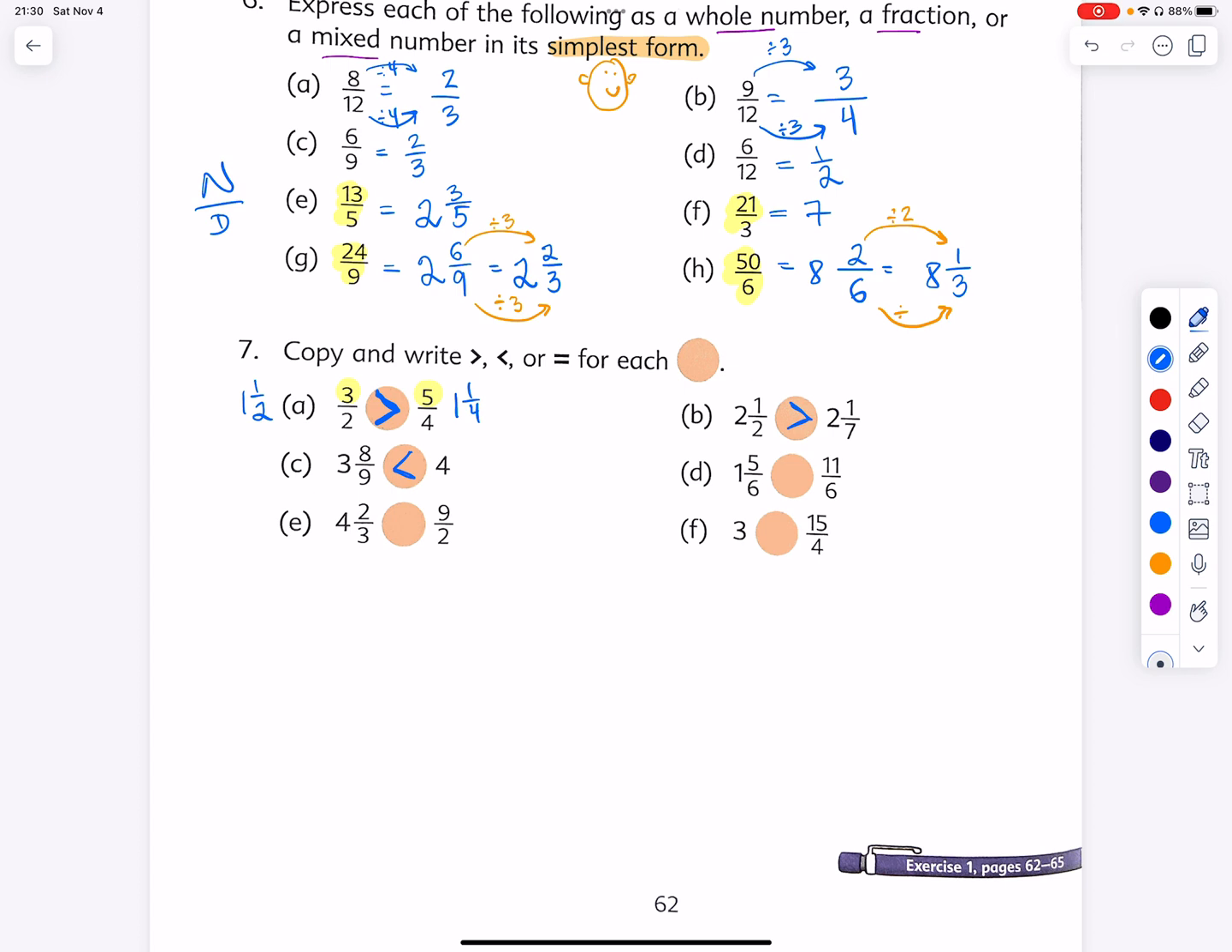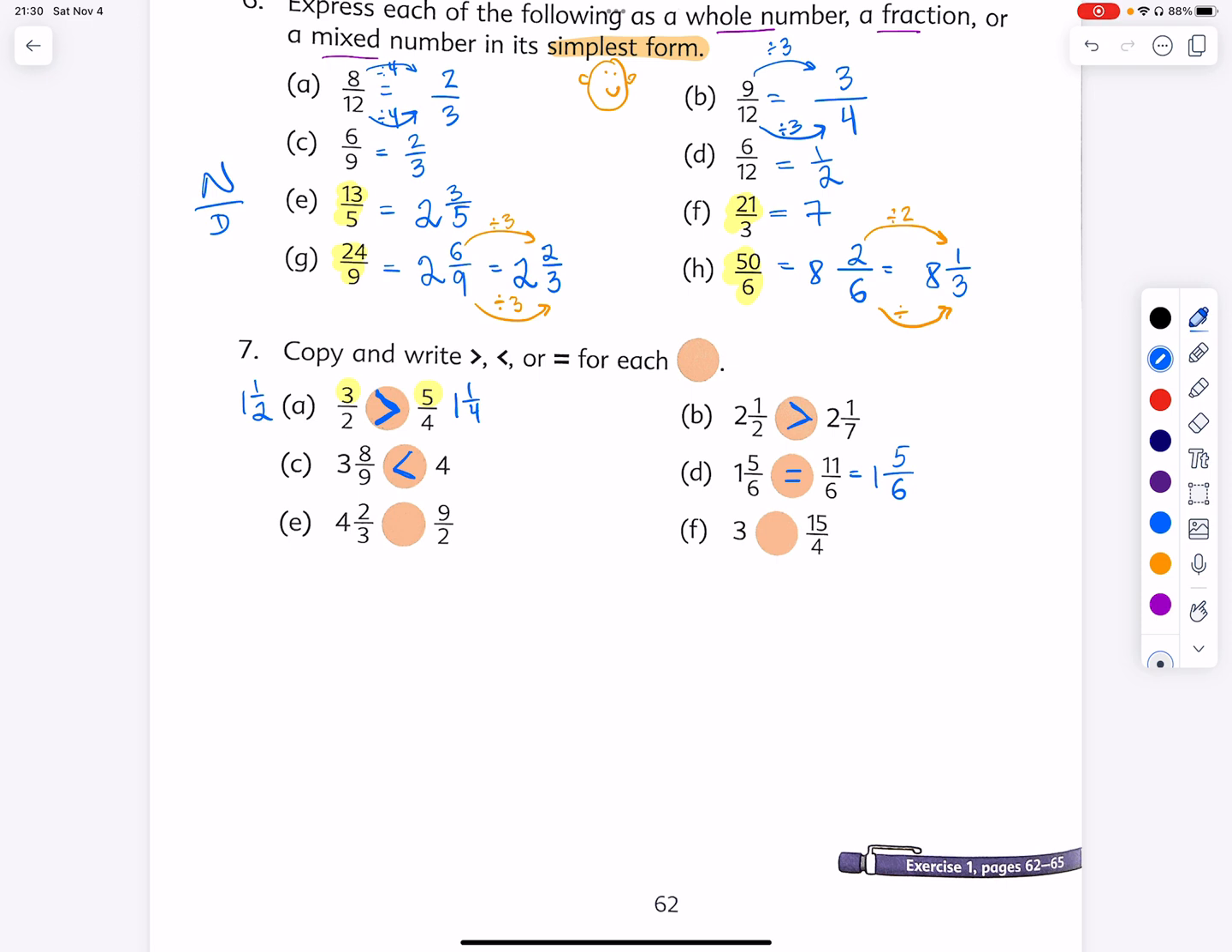What do we have in D? We have a mixed number, 1 and 5/6, and we have an improper fraction. Let's convert it. 6 goes into 11 one time, and how much is still remaining? 5 out of 6 parts. Guess what? They are equivalent, and we can just put equal. Finally, last two examples. E for Eddie.